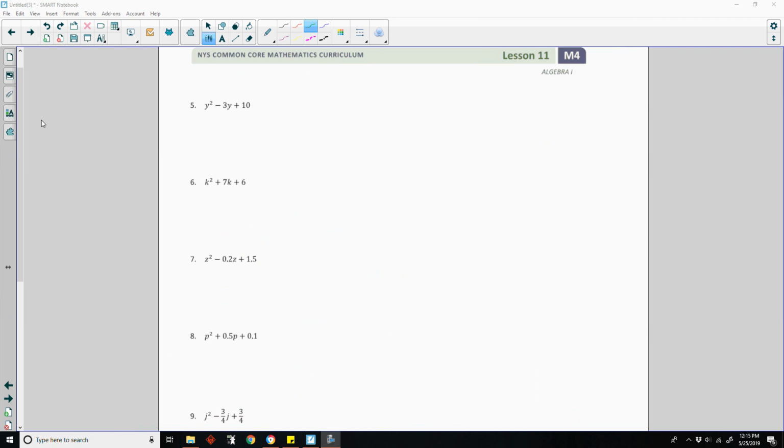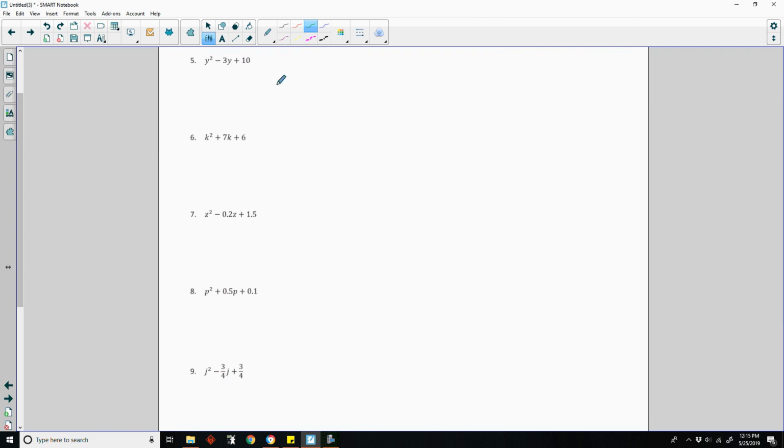Okay, on to page 3, number 5. y squared minus 3y plus 10. So 10 is not a perfect square, so I can't take half of it and get negative 3. What I'm going to do is rewrite this as y squared minus 3y, and put that in a bracket like this. I'm looking for a perfect square here, and then plus 10 is just going to be hanging out over here for a minute. So half of negative 3 is negative 3 over 2.